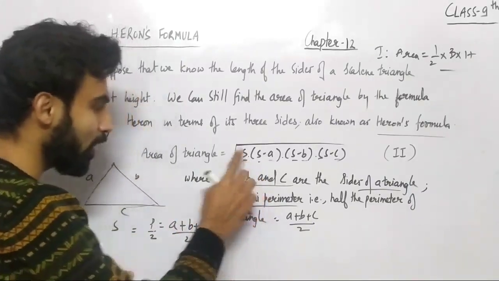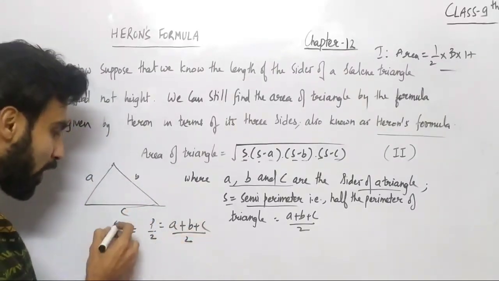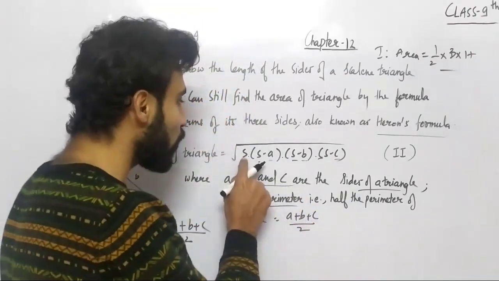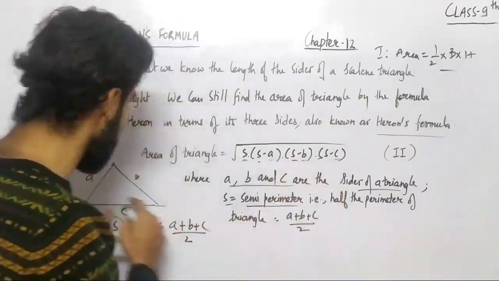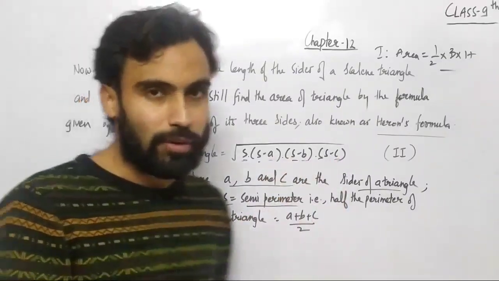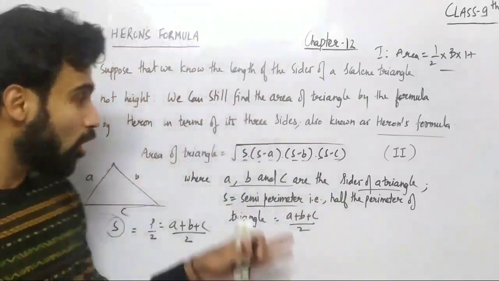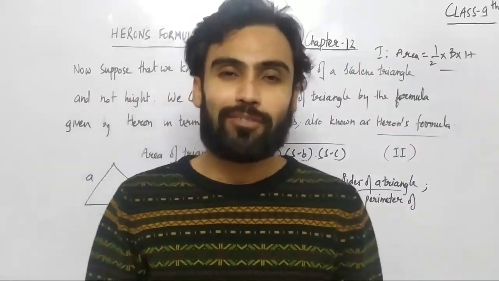So what do you have to do here? Simply add the three sides and divide by 2. That value is going to be the value of S, which is the semi-perimeter, and you have to substitute it into this formula here. And the three sides you can easily obtain from the given figure, right? So I'm going to take an example here to show you how to actually apply this Heron's formula to calculate the area of a given triangle, right?